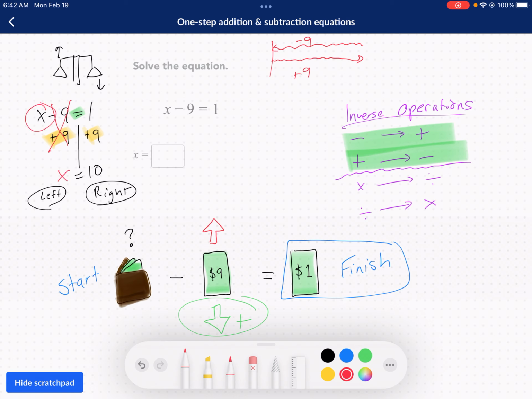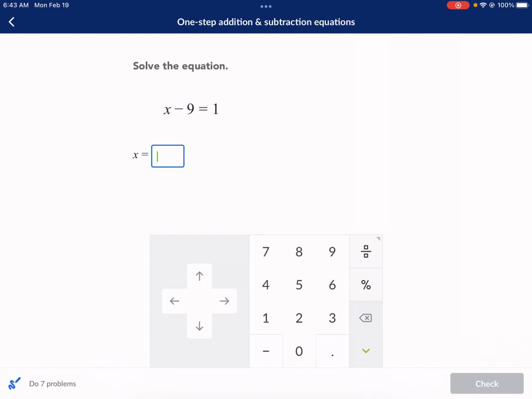So the x is what we're trying to find. If we undo the operations that are taking place to it, a lot of people call this isolating the variable, we can find out what the answer is. In this case, it's going to be 10. So we're going to type in 10 for our answer, and we can move on to the next one.